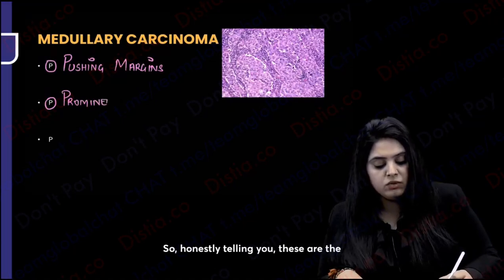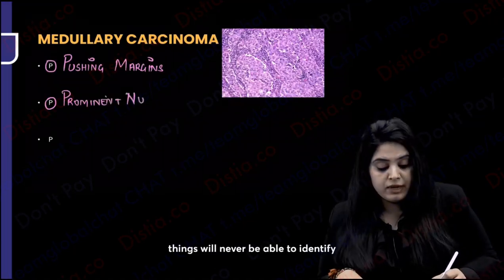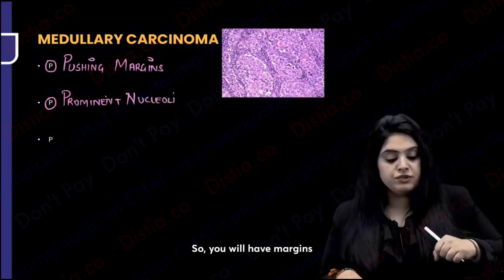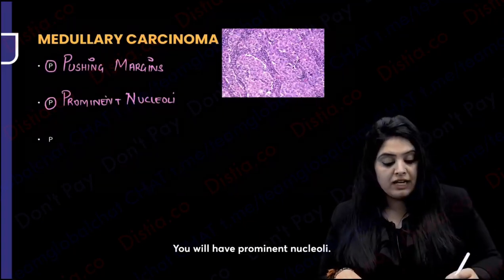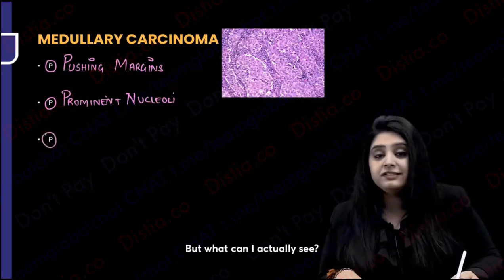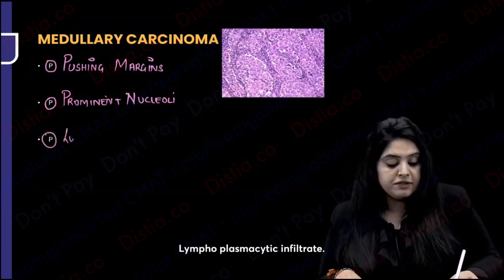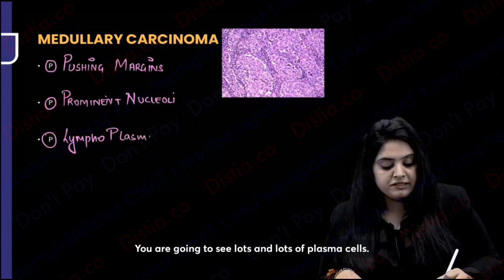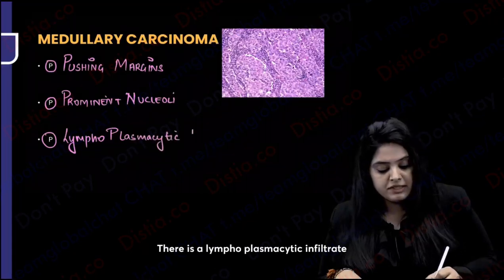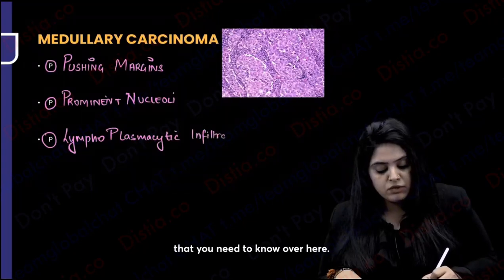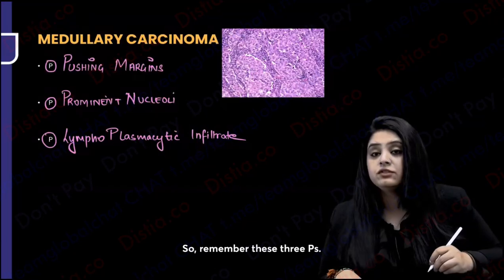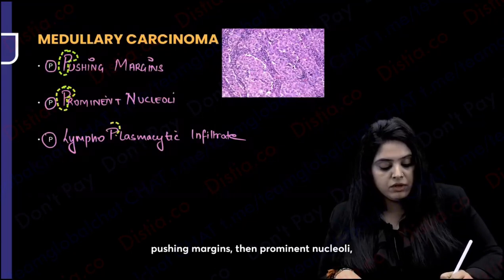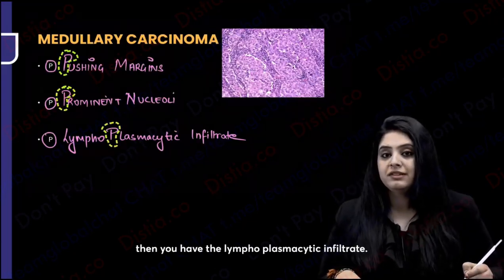So honestly telling you, these are the things you will never be able to identify because you don't have that ability of zooming in the paper. So you will have margins which will be infiltrating and pushing. You will have prominent nucleoli. But what can I actually see? Lymphoplasmacytic infiltrate. You are going to see lots and lots of plasma cells. There is a plasmacytic infiltrate that you need to know over here. So remember these 3 P's. Firstly, you have something called pushing margins, then prominent nucleoli, then you have the lymphoplasmacytic infiltrate.